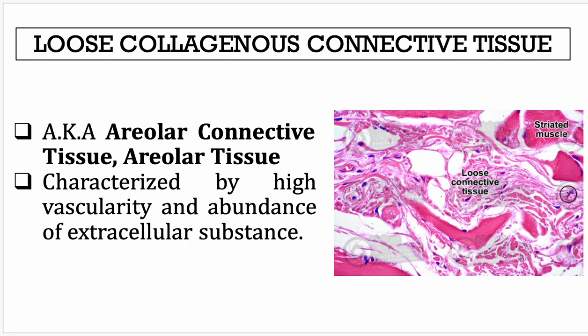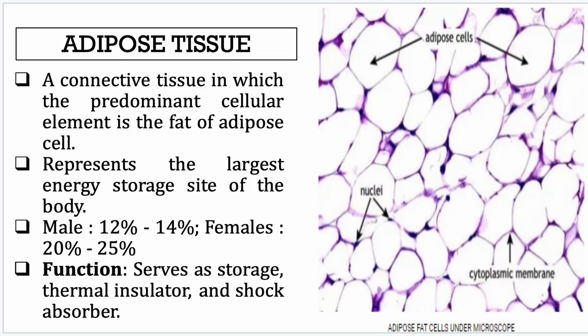While your loose collagenous connective tissue, otherwise called your areolar connective tissue or areolar tissue, they are characterized by high vascularity and abundance of extracellular substance. So, basta gan siya ganap and highly vascular sila. So, first is we have your adipose tissue. So, your adipose tissue, no, once makakita ka ani, no, mga taba, your adipose cells, a connective tissue in which the predominant cellular element is the fat or adipose cells. So, klaro naman na fat siya, diba? So, they represent the largest energy storage site of the body.